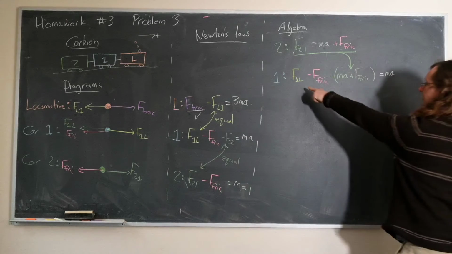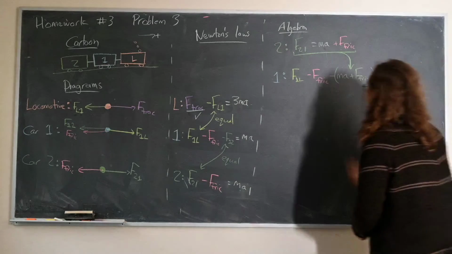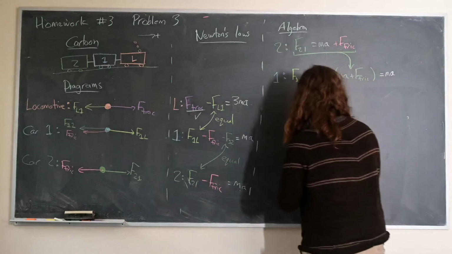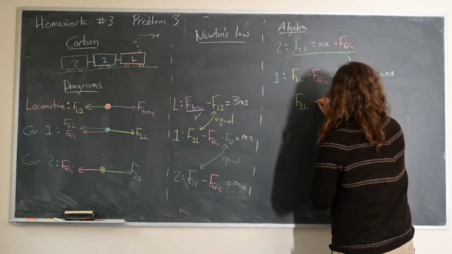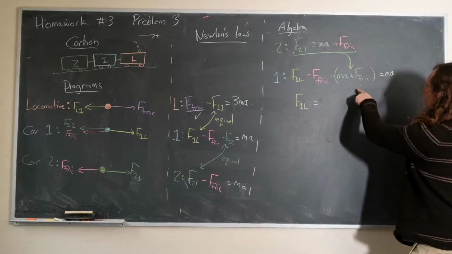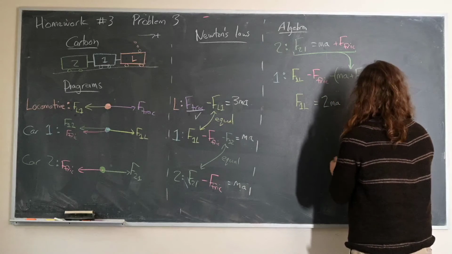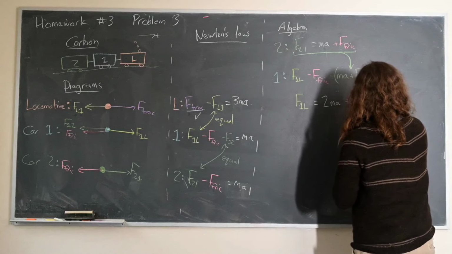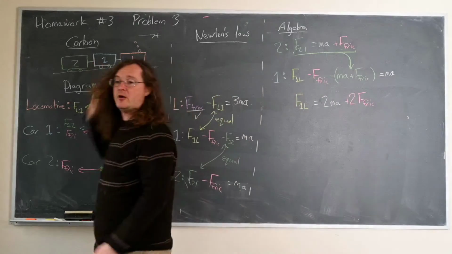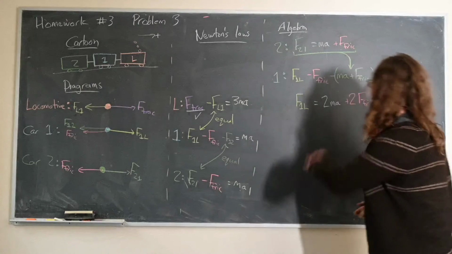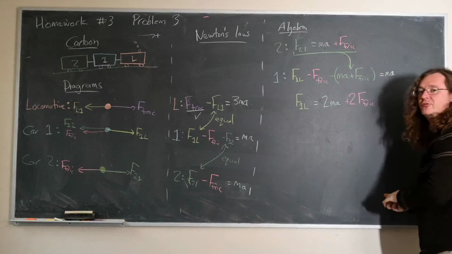Now, I came here to learn F1L, the force that the locomotive must pull car 1 with. So I throw everybody to the other side. And that gives me that F1L equals, I can just combine terms, so this gives me 2ma plus 2F fric. Well, that makes sense. If a locomotive is trying to pull a train made out of 2 cars, then the locomotive must pull those cars with enough force to accelerate them, plus enough force to overcome their friction.